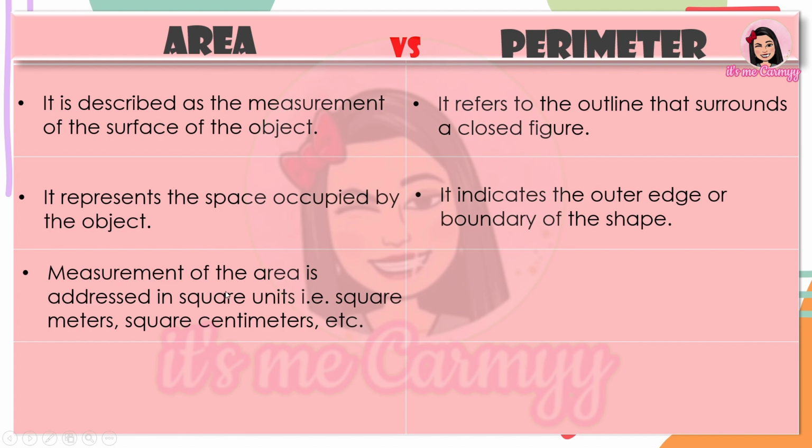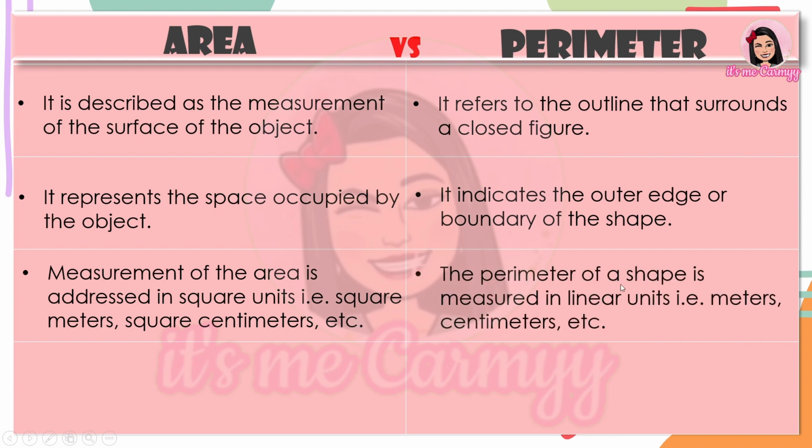Area is addressed in square units, for example, square meters, square centimeters, and so on. While the perimeter of a shape is measured in linear units, for example, meters, centimeters, and so on.